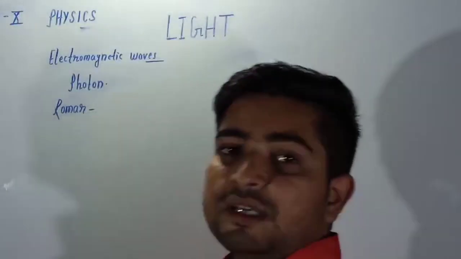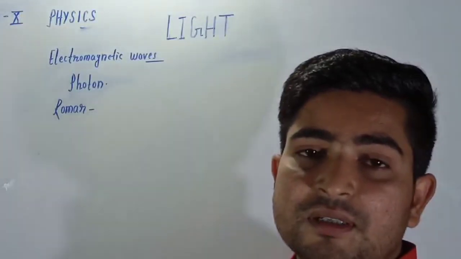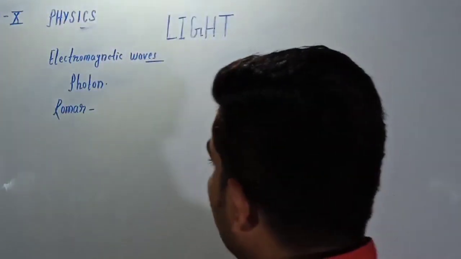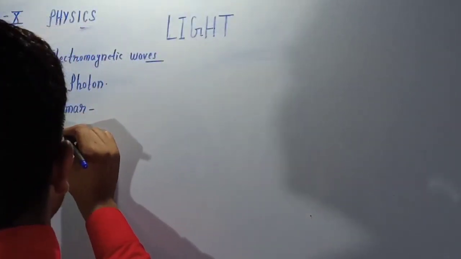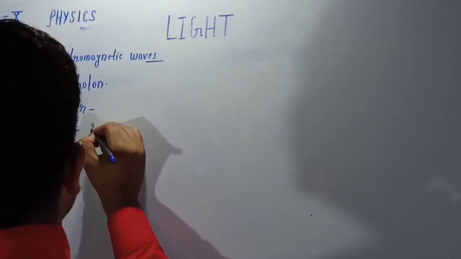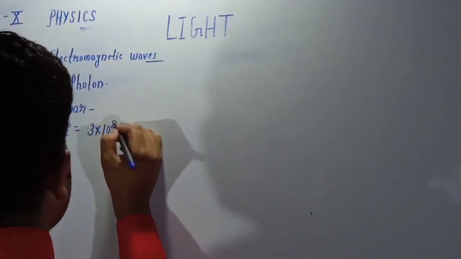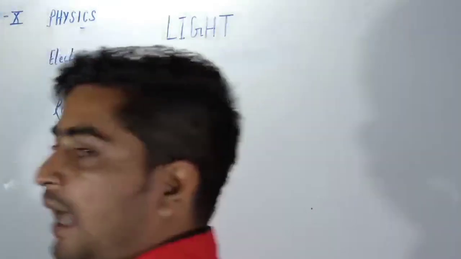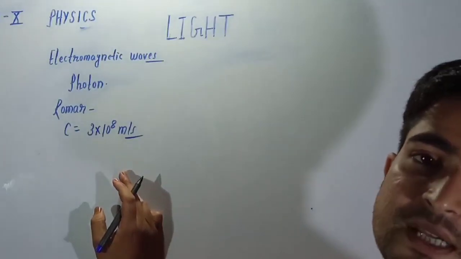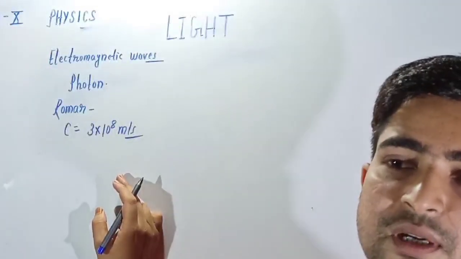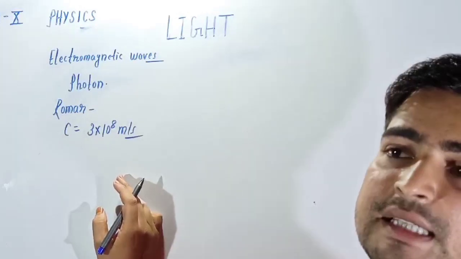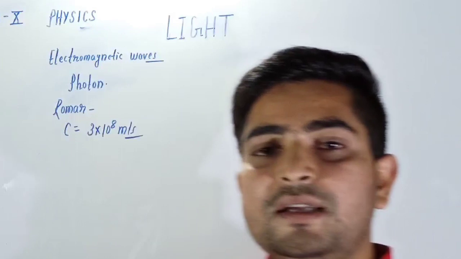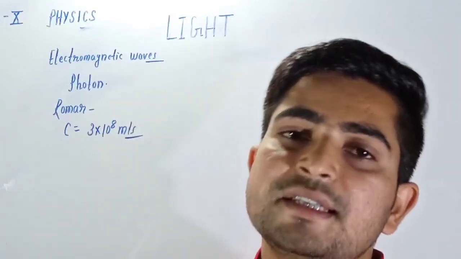I think most of you, actually I taught you in class 9 also, what is the speed of light. If you don't know, I'm writing right here. The speed of light is 3 into 10 to the power 8 meters per second. This is the velocity at which light travels in space, in vacuum, and the velocity of light decreases in different media, depending on the density of that medium.